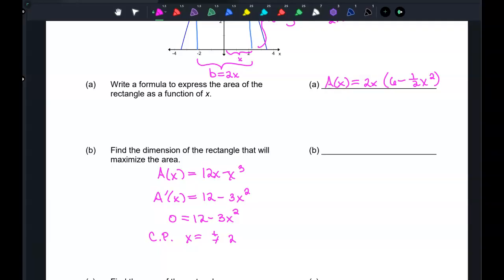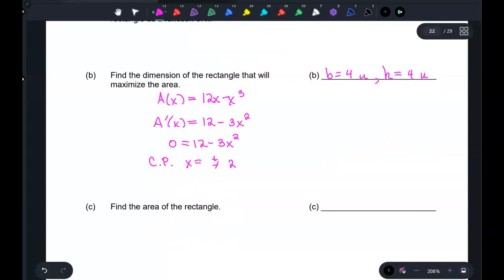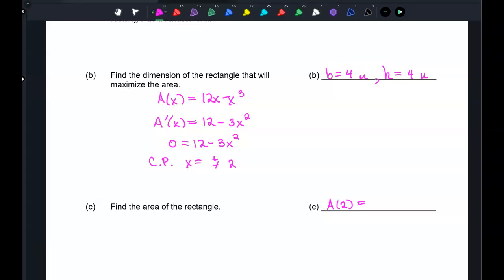Okay, what are the dimensions that will maximize the area? What's the base? 4. I didn't give you units, so I'll just put 4 units. And what's the height? 4. And what's the area? I mean, it's not a trick question. Yeah, 4 times 4 is 16.